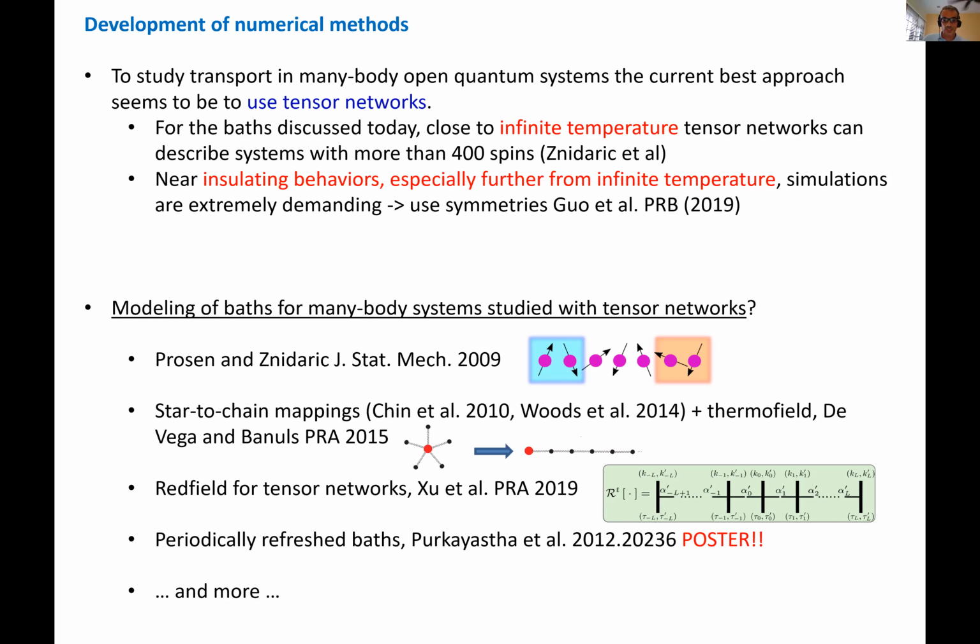So what I would like to say is that there are a lot of interesting things in physics, but there is also a need for development of numerical methods that will allow us to explore such systems.